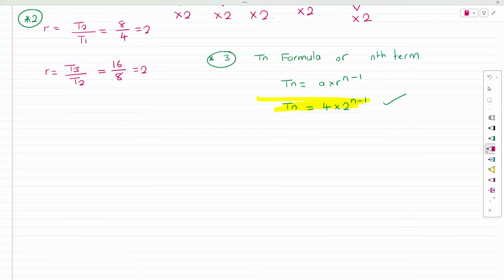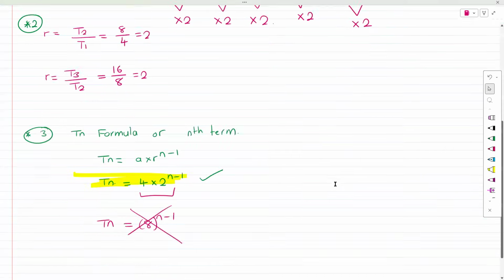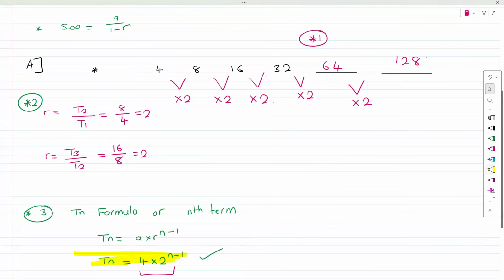But do not go and do this. Do not tell me that 4 times 2 is 8 to the n minus 1. That is wrong. I've seen a lot of people do this, where they multiply and tell me it's 4 times 2 is 8. I mean, 4 times 2 is 8, but you can't deal with it with this formula. The next question that can be asked, question 4, is to calculate, let's say, term 10. So for term 10, it's quite easy.